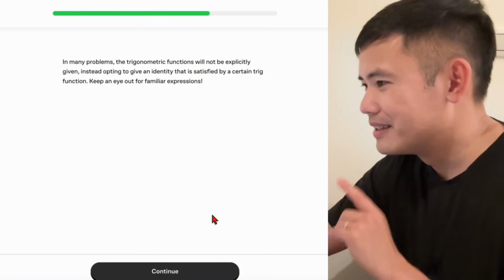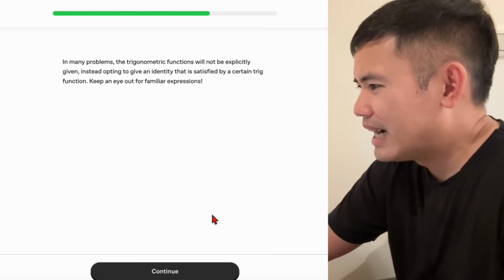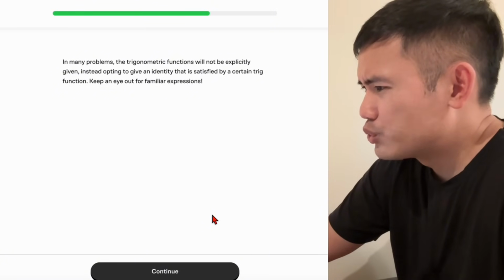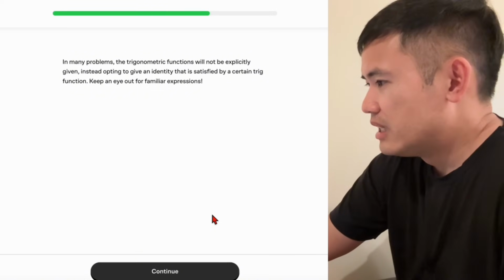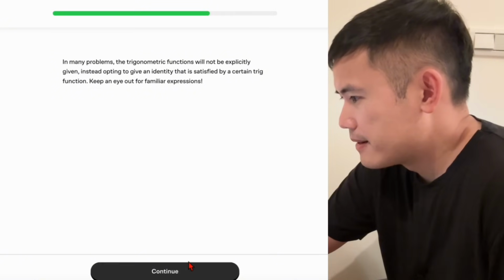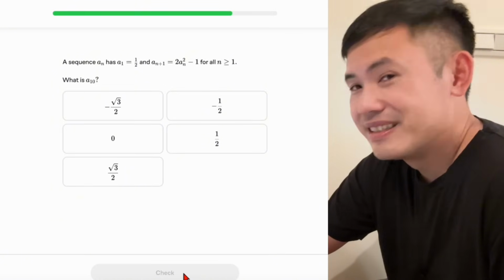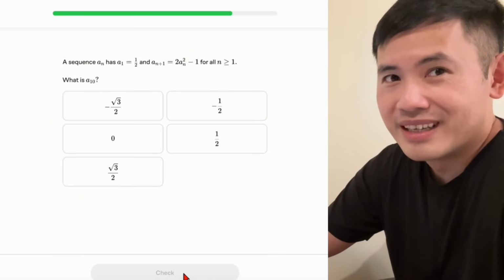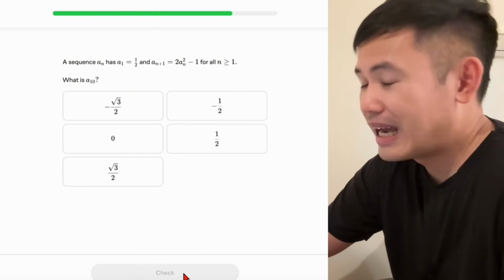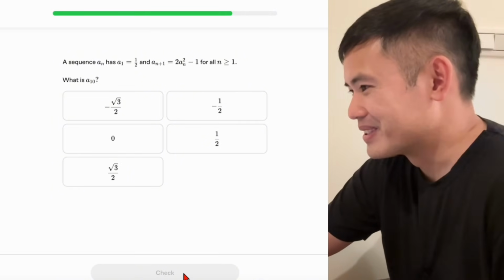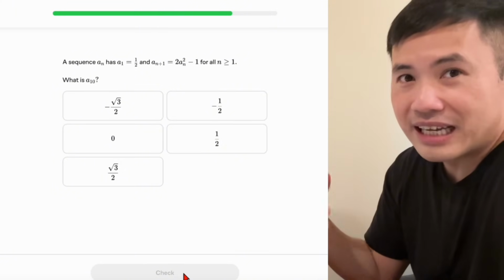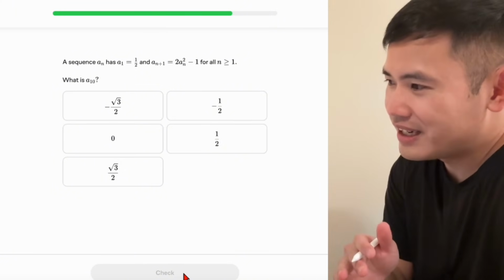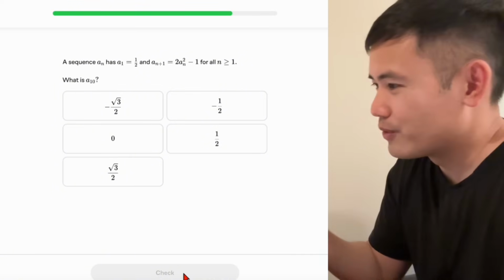All right, they are giving us a warning that sometimes the trig functions or the identities might not be given explicitly. This is a very, very fun one. When I first saw this, I actually didn't know that I could do something like that. So I'm going to do this one with you guys, and then the last one I'm going to ask you guys to try, and you guys are going to leave the answer for the last one for me.